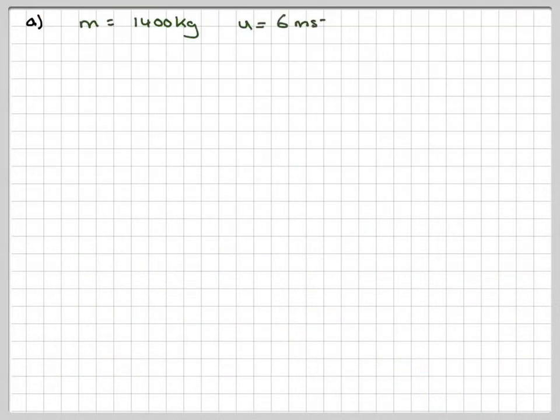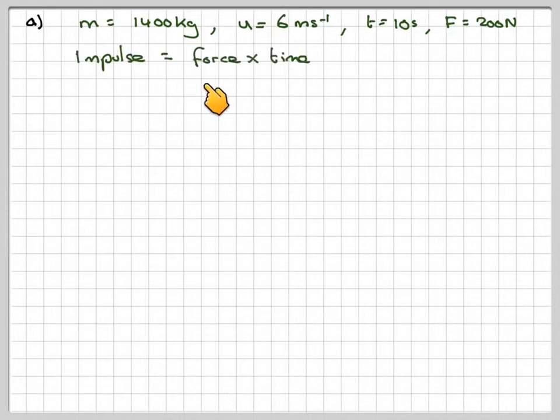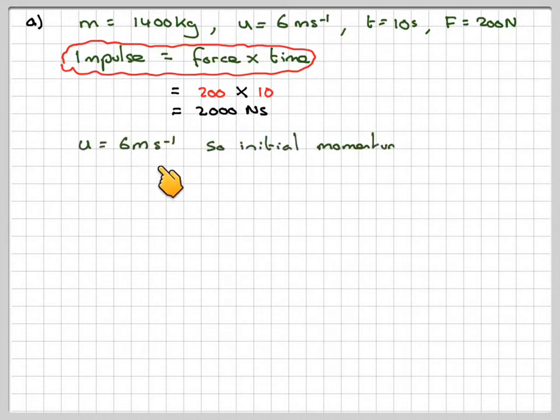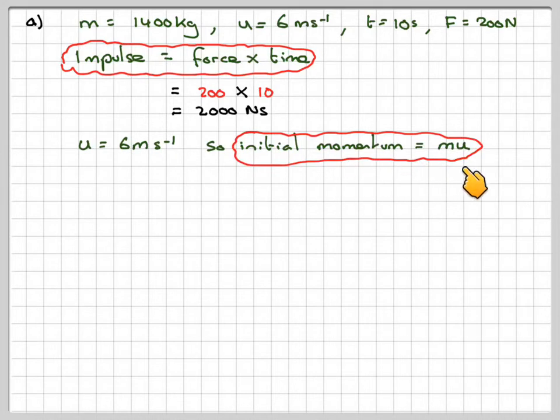So, in the first case, we've got m is 1400 kilograms, u is 6 meters per second, t is 10 seconds, and the force is 200 newtons. So the impulse will be the force times the time. So it's going to be 200 times 10, which is going to give me 2000 newton seconds. Now, u is 6 meters per second, so the initial momentum is mu. So that's going to be equal to 1,400 times 6, the mass times the initial velocity, which gives me 8,400 newton seconds.